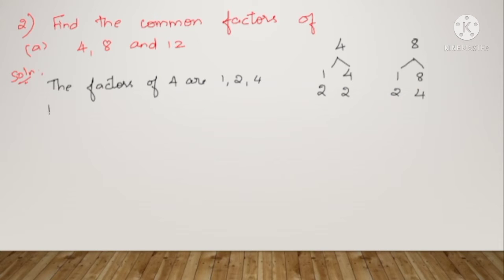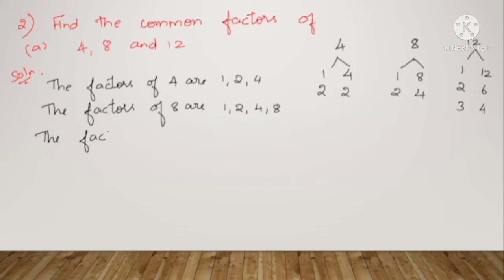So the factors for 8 are 1, 2, 4, 8. And now we have to write the factors for 12. So 1 12s are 12, and then 2 6s are 12, 3 4s are 12. And similarly 4 3s are 12, 6 2s are 12, 12 1s are 12. So the factors for 12 are 1, 2, 3, 4, 6, 12.